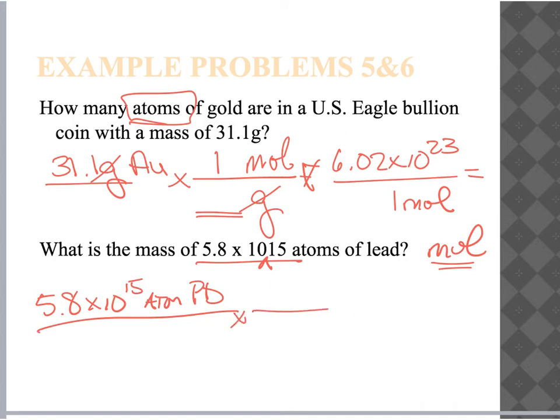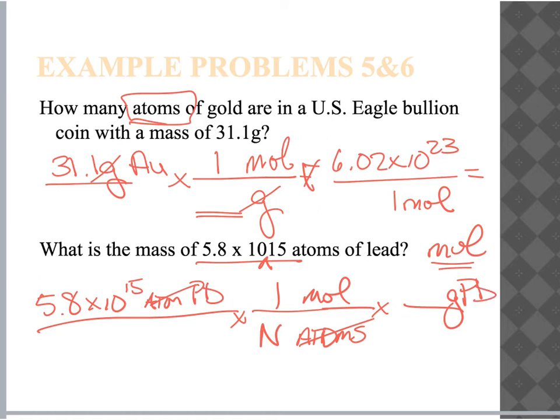And so this one's the reverse of the one that I had as example problem number 5. I'm going to put atoms on the bottom, and I want moles. So I want to go to moles first. I'm going to put Avogadro's number, or N in your calculator, on the bottom, and 1 mole on top. Now that I'm out of atoms and in moles, I can go into grams. So again, I want you to look up the mass on the periodic table for lead in 1 mole.